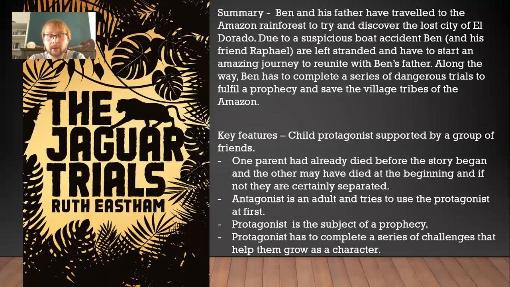And then finally, the protagonist has to complete a series of challenges that help them to grow as a character. They're the key features. Now, I've chosen them because they're ones that are shared with my 2 other books. So I've tried to pick out the key features that are features in common with the other 2 books.